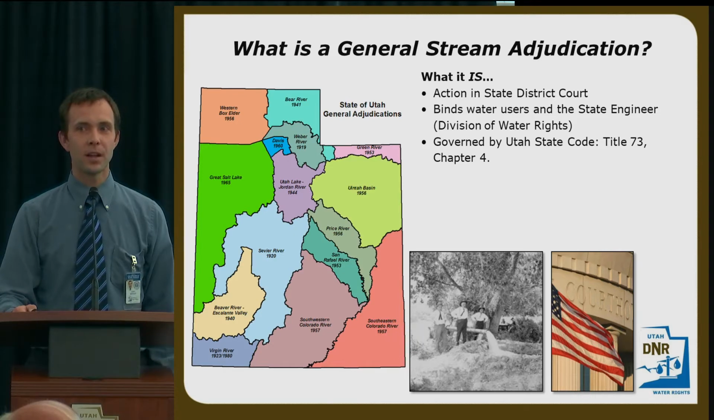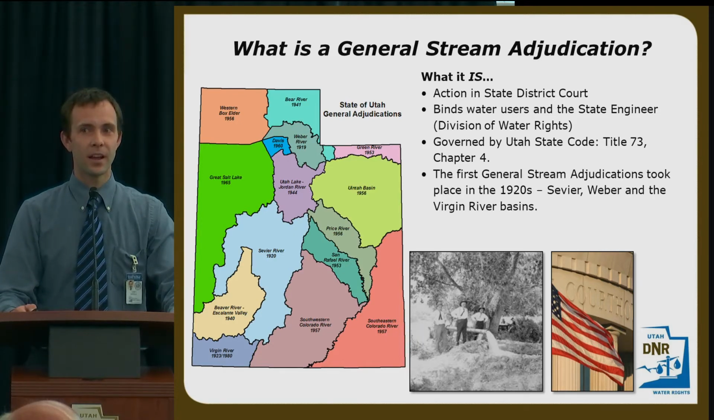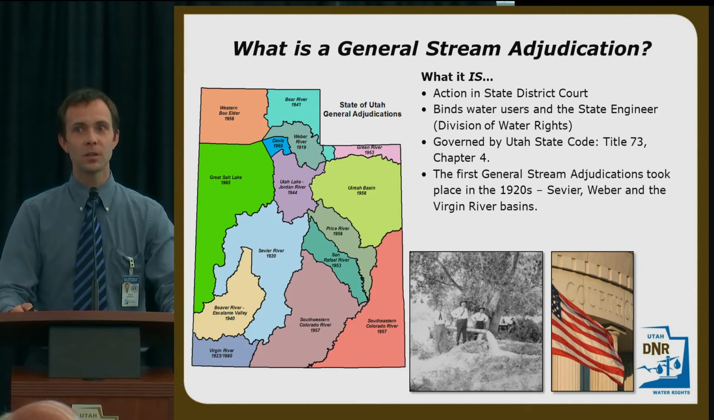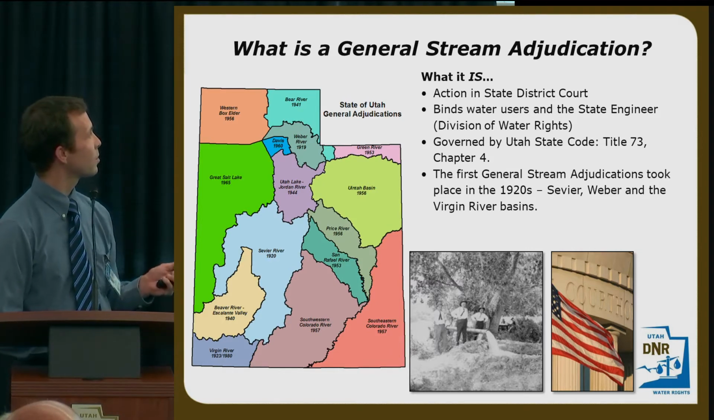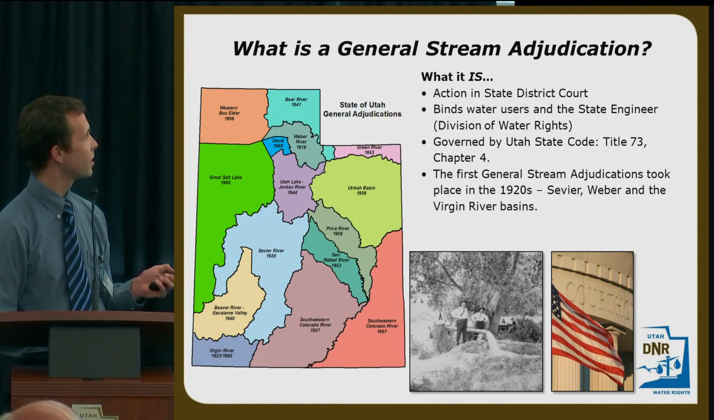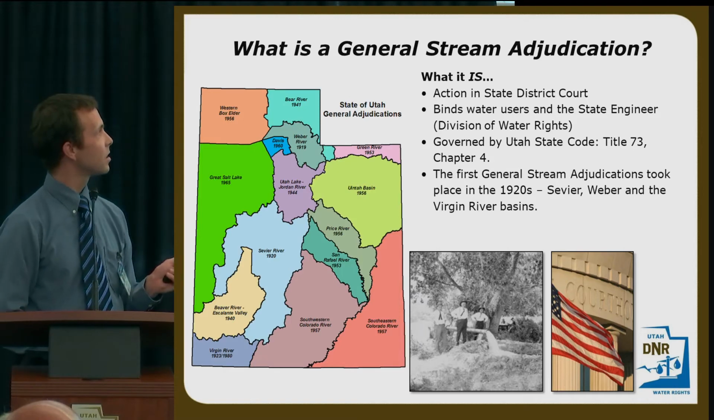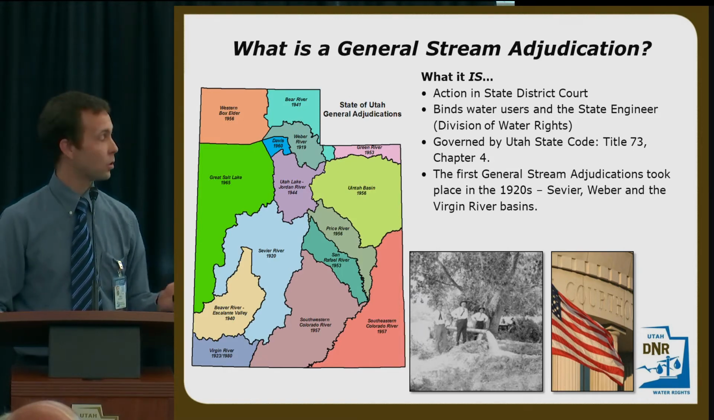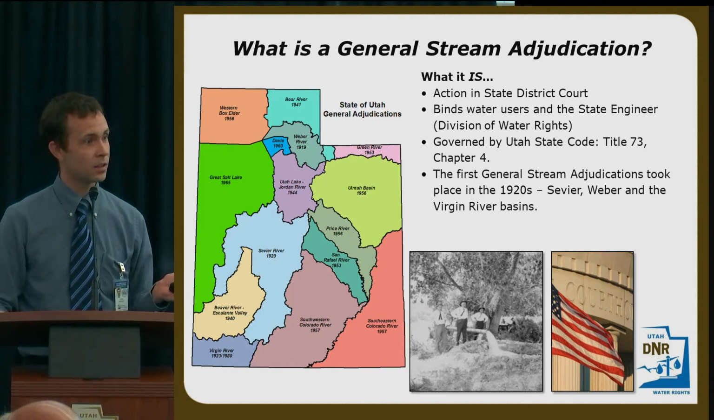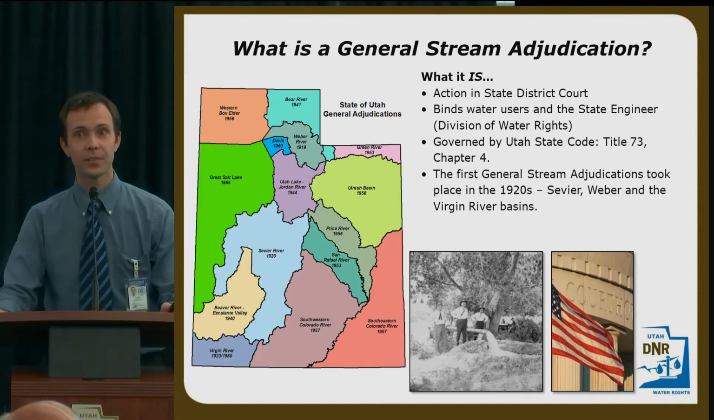And it's governed by Utah Code, Title 73, Chapter 4. The first adjudications took place in the 1920s in the Sevier and the Weber, where we have the blue and the green here, and the Virgin River areas. But as you can see, the whole state has color encompassing it, indicating that there are adjudications that have occurred or are occurring across the whole entire state of Utah.